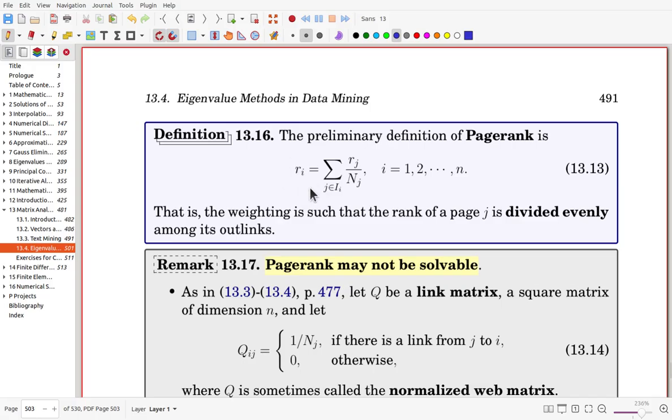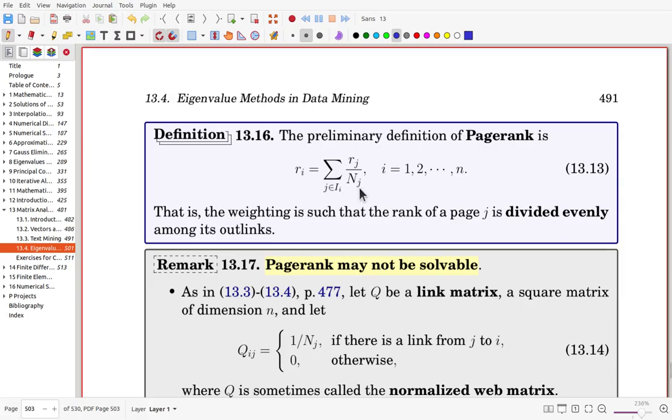Now, R_i is the rank for the ith page, and here the ranks of the other pages, from 1 to n, form a weighted sum. If there are some outlinks, and this page i is linked, then the weight is distributed evenly, giving some credit to the ith one.